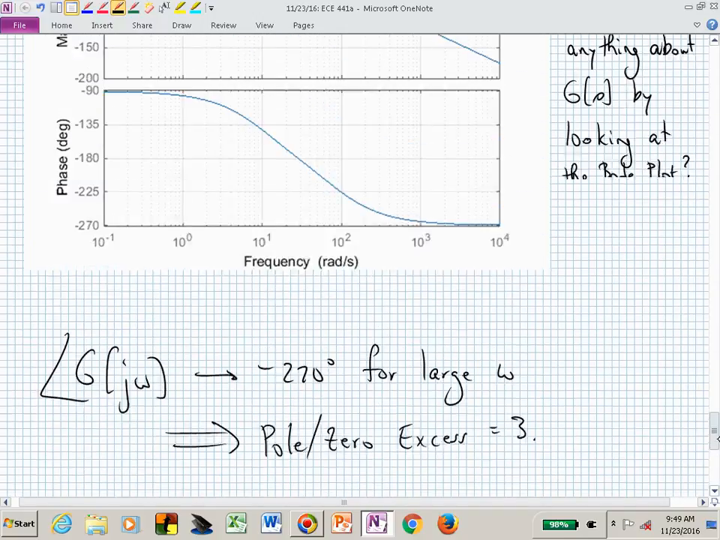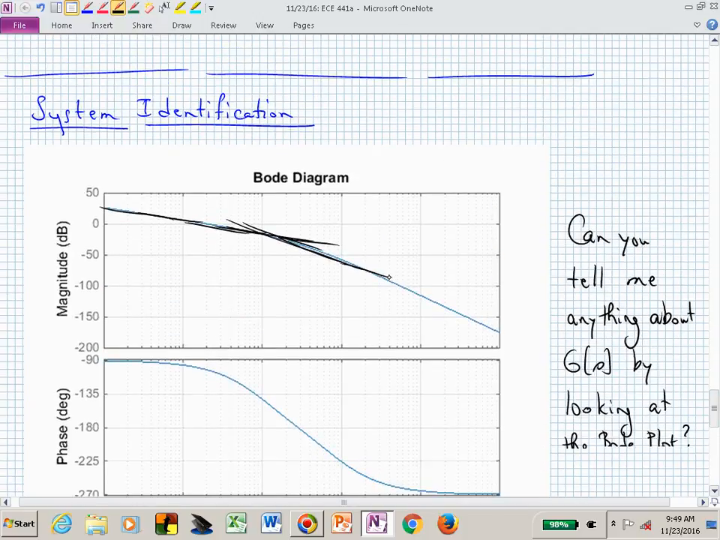Do I have anything else changing? So I'm going along here. Oh, it kind of changed again, didn't it? So now I go back here, and I say, where did that happen?